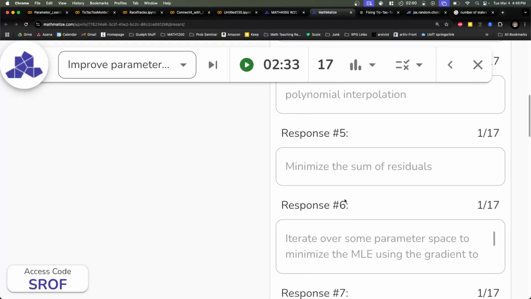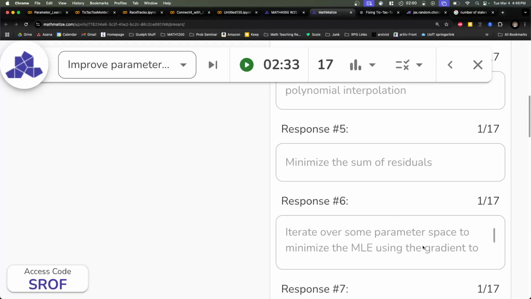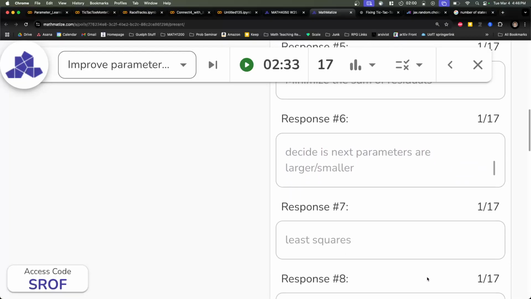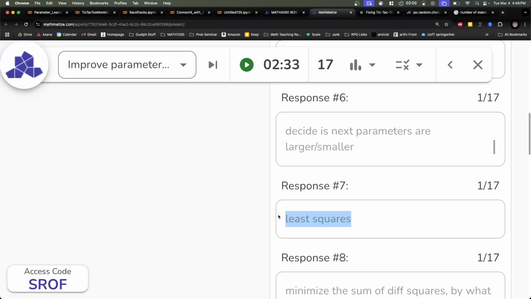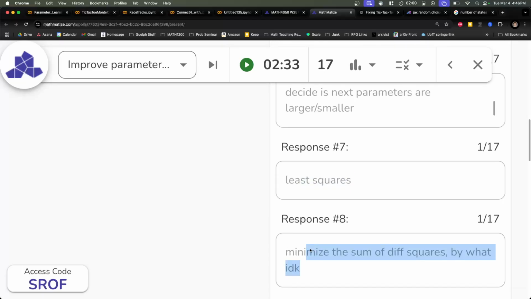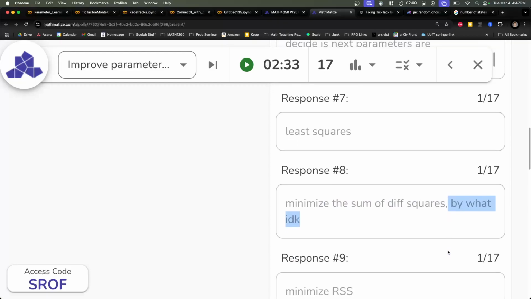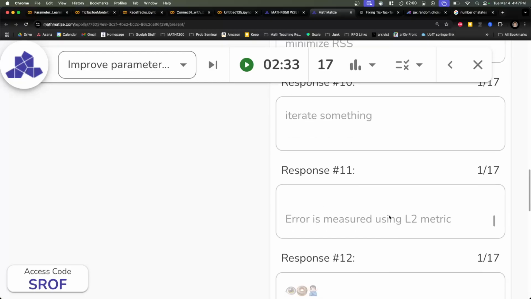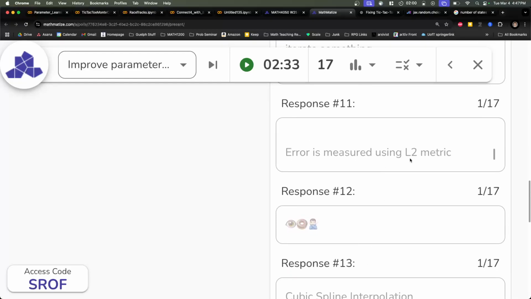Okay. All right. Now this is a nice specific thing. Iterate over parameter space using the gradient. So this is using the gradient. Let's see who else, did anybody else write gradient? Least squares. So again, least squares is like find the minimum. Squares is like what we're doing. The question we're answering is how do you find the least squares? So minimize the sum by what? I don't know. Yes, very honest answer there. Yeah, great. Minimize, iterate something. Very nice. Error is measured using L2. L2 is this square thing.